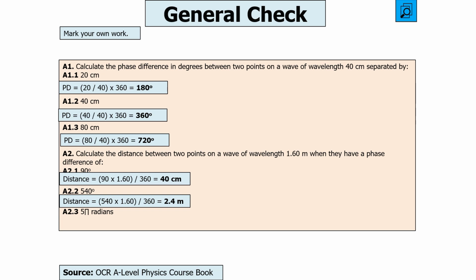Now, 5 pi radians. This is an important idea to understand, that whilst the phase difference of one wavelength is 360 degrees, that is also equal to 2 pi radians. So 5 pi radians is actually going to be 2.5 waves, because we've gone round it twice and once more, because it's 2 pi for every one wavelength, so therefore it is 4 meters.